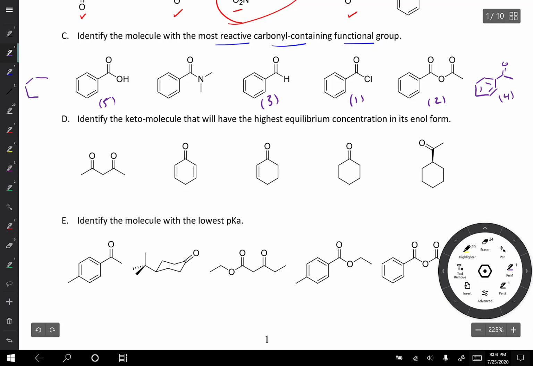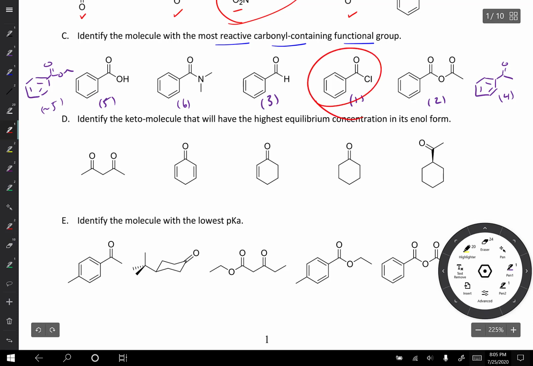If we had an ester drawn, these are equivalent. They're very similar. They're about the same. And so then this one would be 6, or amide. And that's because the nitrogen is a little less electronegative than an oxygen, so it can donate into this to form a nice resonance structure here. And this makes this carbonyl less reactive. So identify the molecule with the most reactive carbonyl containing compound. That would be our acid chloride.